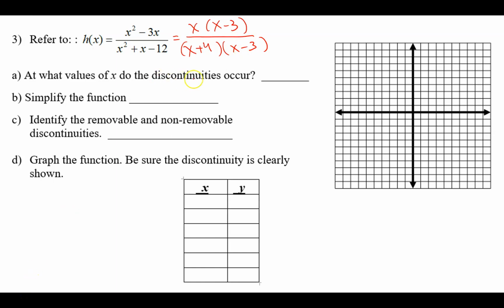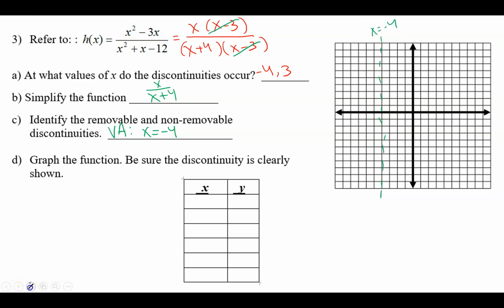So I know I'm going to have discontinuities. It's going to happen at -4 and it's going to happen at 3. Which one's the line and which one's the hole? Well, since my x minus 3 is going to cancel, leaving me with x over x plus 4, that means my vertical asymptote is going to be x equals -4. That's what's left in my denominator. I'm going to go ahead and draw that. 1, 2, 3, 4. That's this guy.